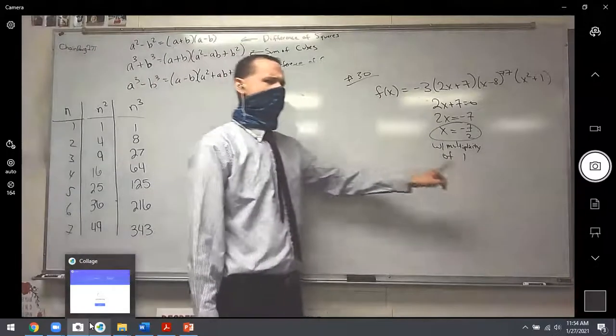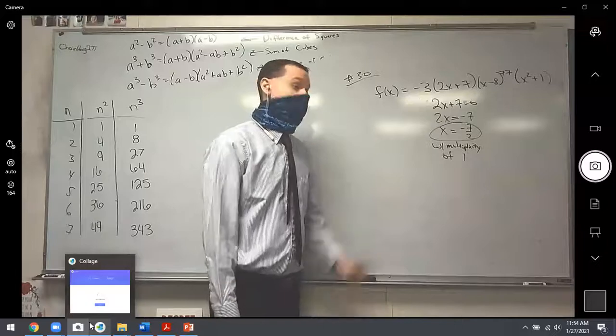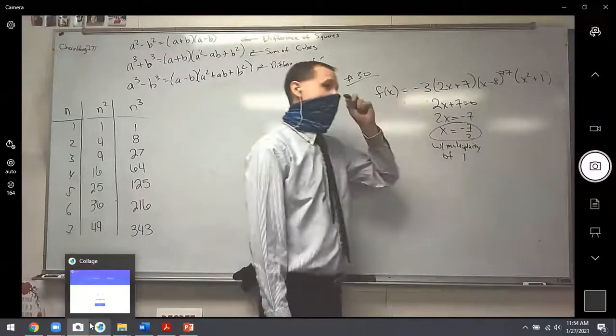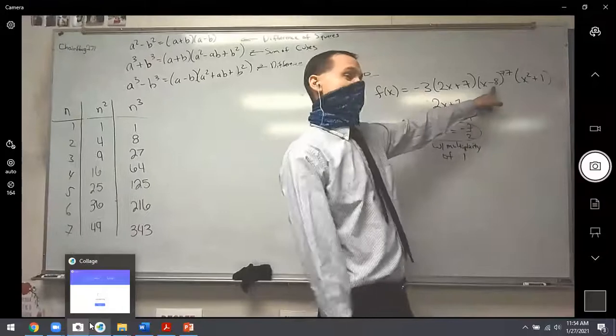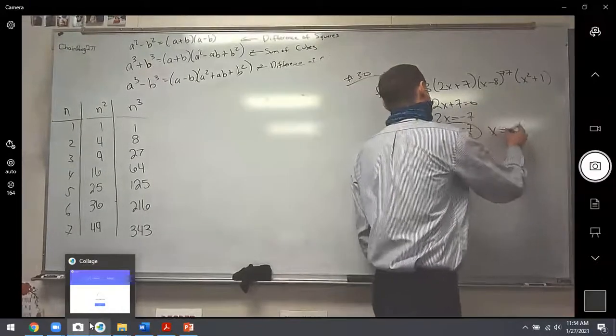Which means on a graph, what's going to happen is they're going to go through it or they're going to bounce. It's going to go through, right? Yeah, odd ones it goes through and even ones it bounces. This one you can just spot. What makes that 0? 8. So 8's a 0. 8's an answer.